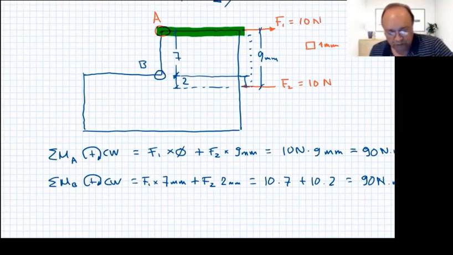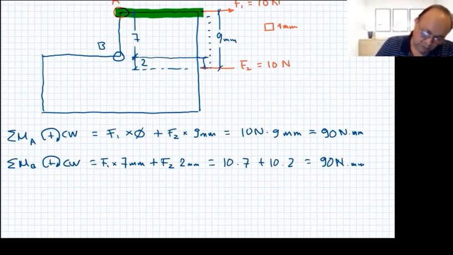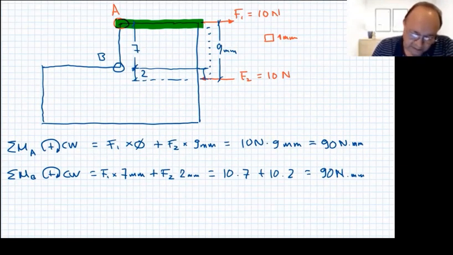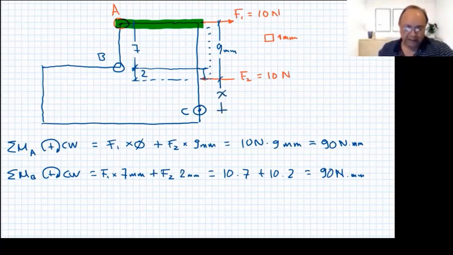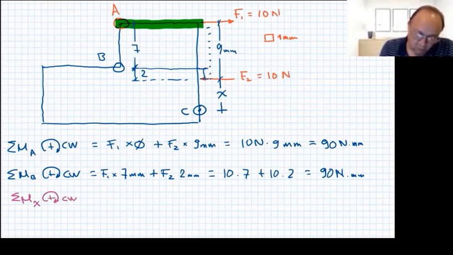Let me do a more general case. Let's calculate the moment of that couple with respect to a point located over here, point C, at a distance X, any distance X. So it would be any point in the universe. X is any value. So the summation of moments with respect to point C, and let's do positive clockwise, will be equal to what?